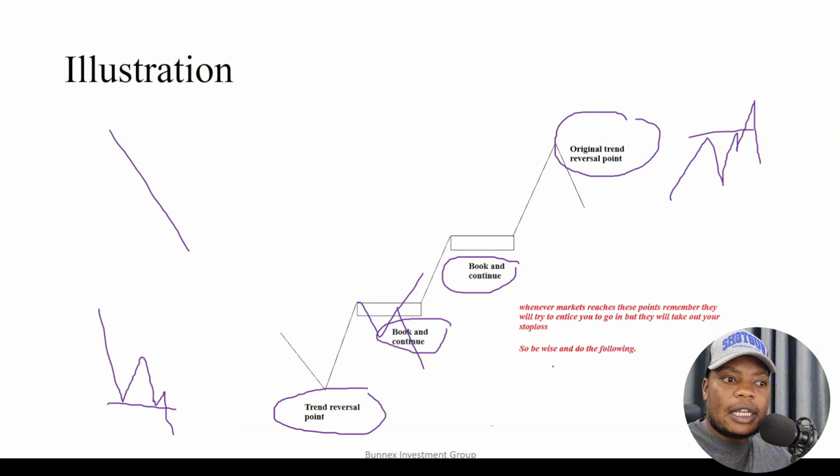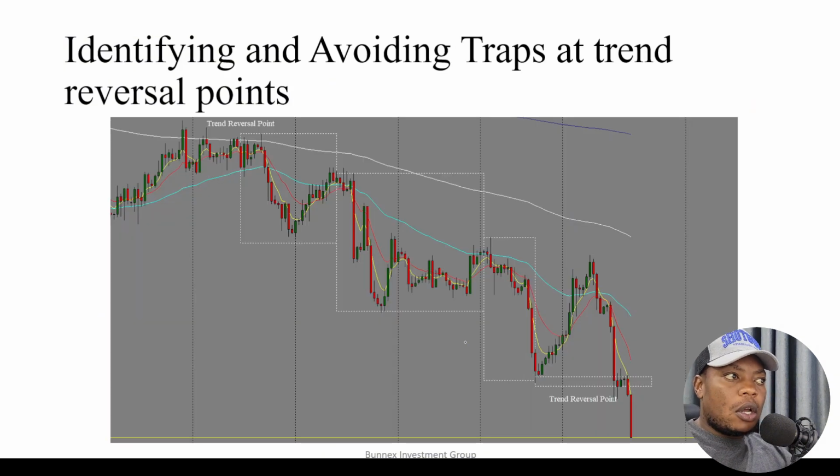So be wise and do the following. Identifying and avoiding traps at trend reversal points will require you to be wise and do these things. You can see that we had 3 flows to the downside, and reach a point where we have a probable double bottom. What happened at this particular point? We can see this becoming the first leg, and here there was a green candle. You can see that this green candle was once a bullish engulfing pattern, because there was a red and a green that was engulfing this red candle.